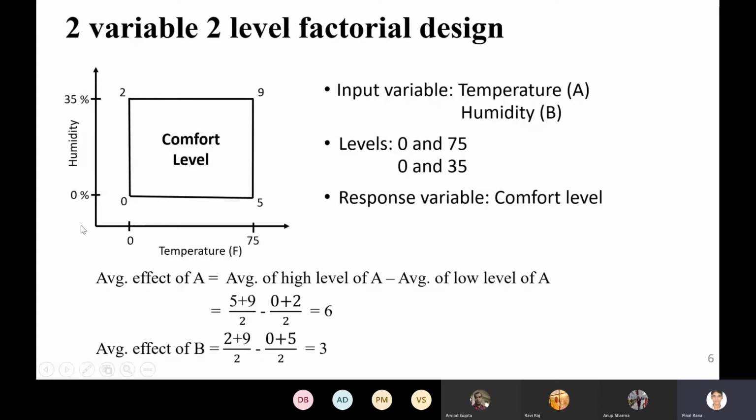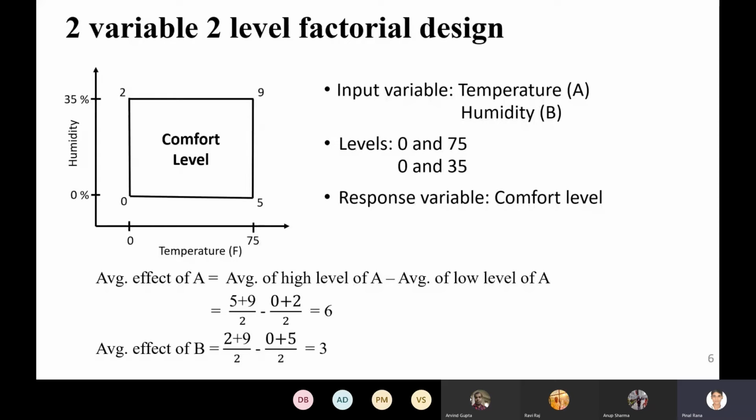So at 0% humidity and 0 Fahrenheit temperature, comfort level is 0. At 0% humidity and 75 Fahrenheit temperature, comfort level is 5. In the same way, at 0 Fahrenheit temperature and 35% humidity, the comfort level is 2, and at 35% humidity and 75 Fahrenheit temperature, the comfort level is 9. Please note that from now onwards, whenever I use the term A, it refers to the temperature, and term B refers to the humidity.